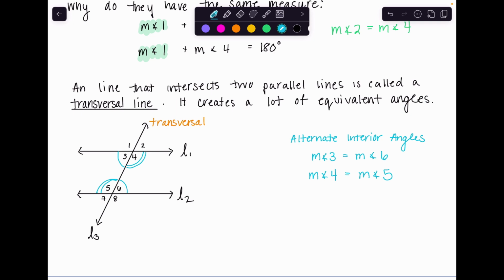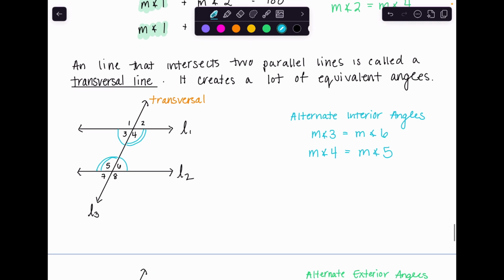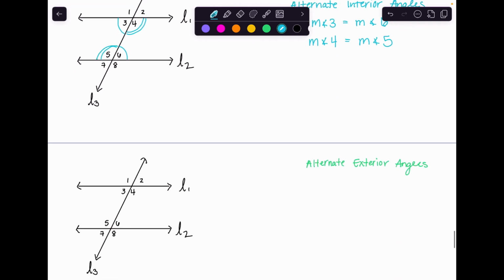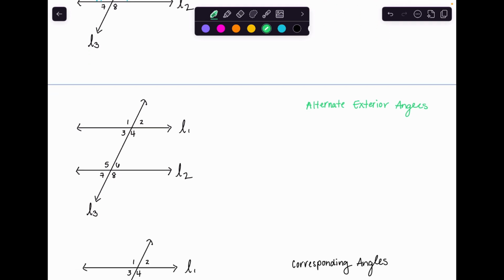Then kind of going hand in hand with this, you have alternate exterior angles. So in that case, if I look at this one, it's on the exterior. I go on the alternate side of the transversal, and the exterior angle corresponding to that is 8. So the measure of angle 1 ends up equaling the measure of angle 8. And then likewise, 2 and 7 end up being exactly the same.